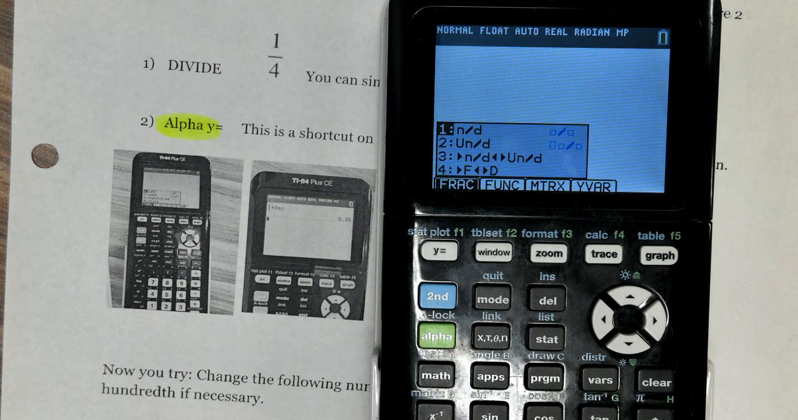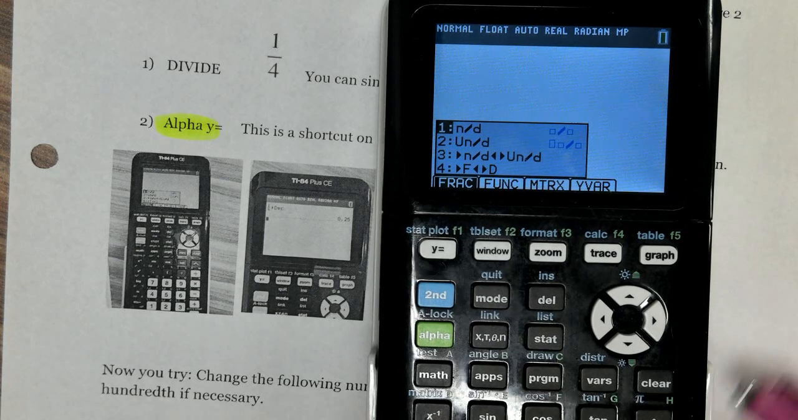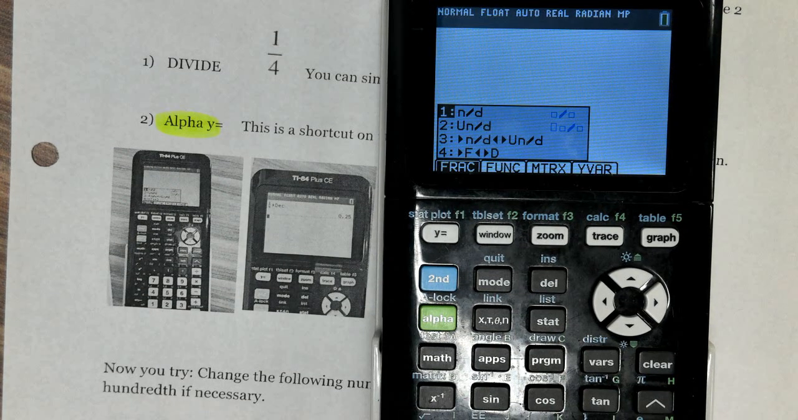Raise your hand or ask your neighbor if that screen did not pop up. Are we okay? Again, you're going to hit alpha y equals. Now, I want to show y'all. Y'all leave your screens alone.